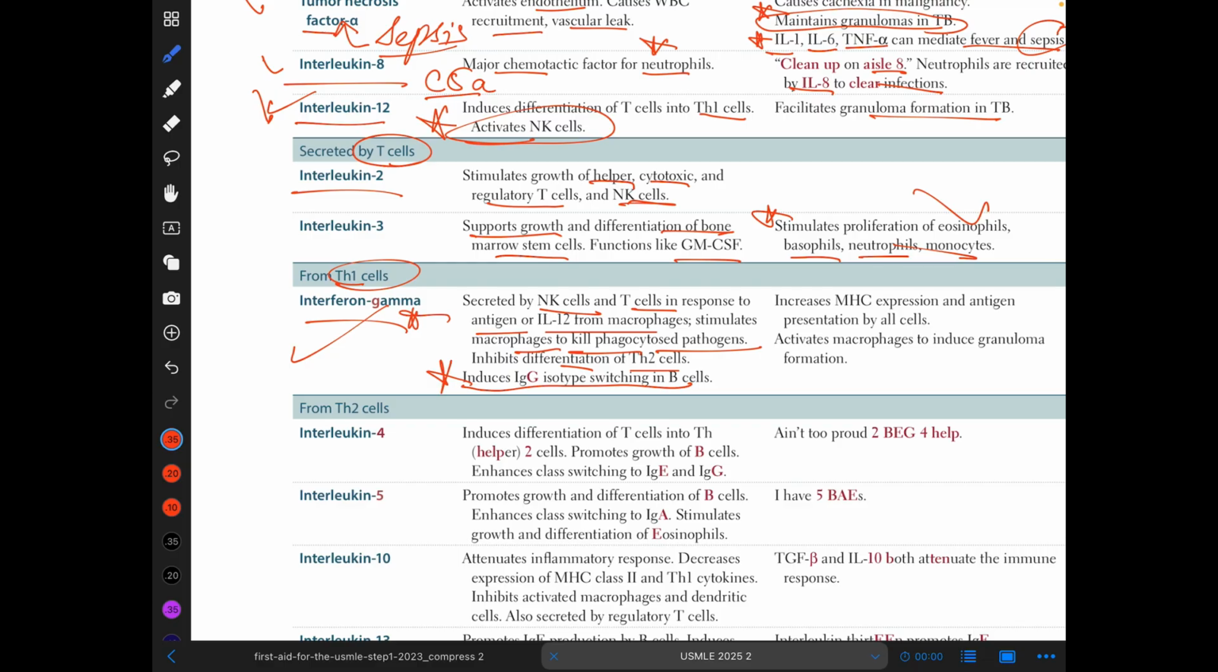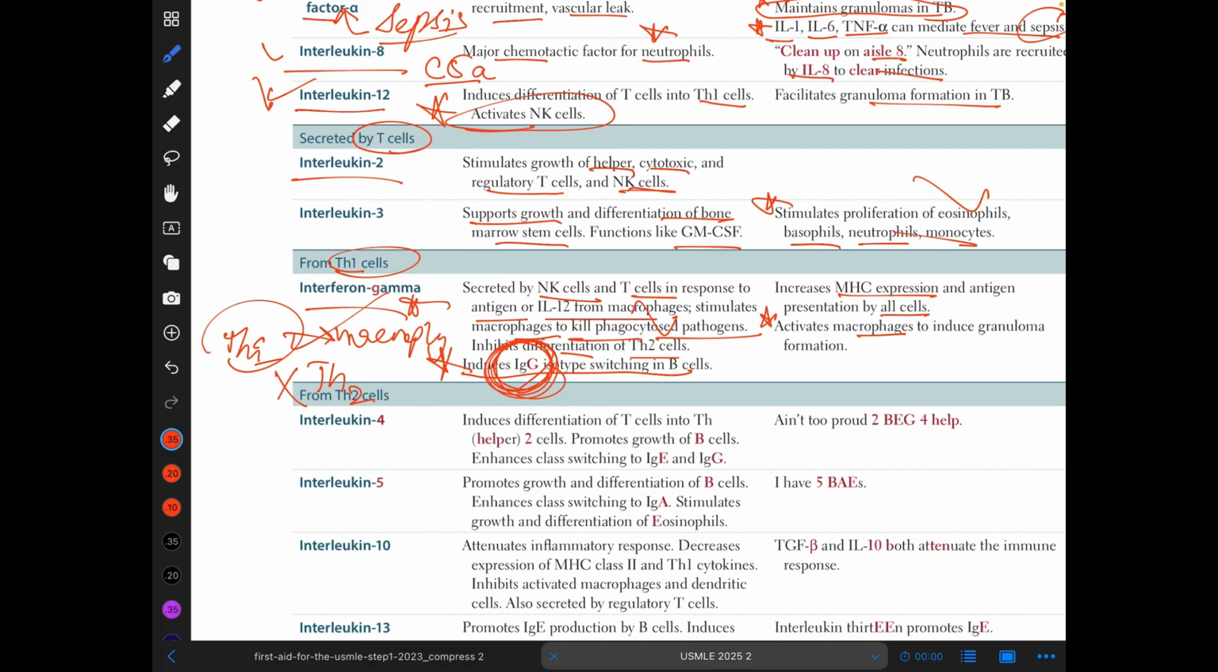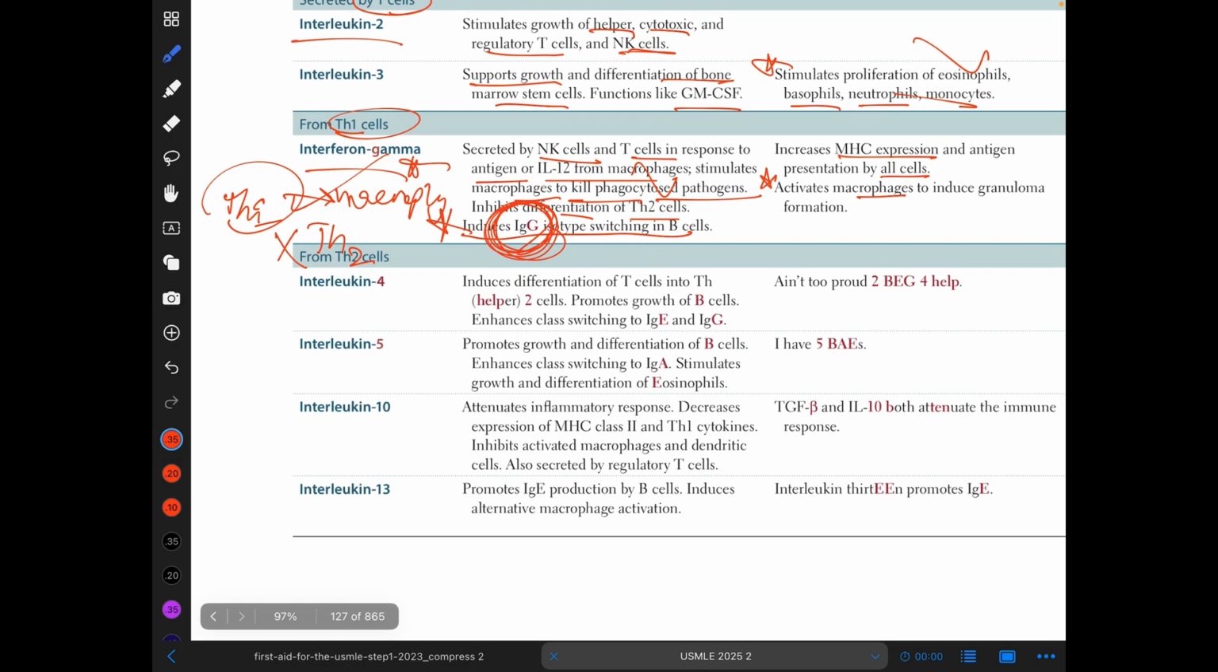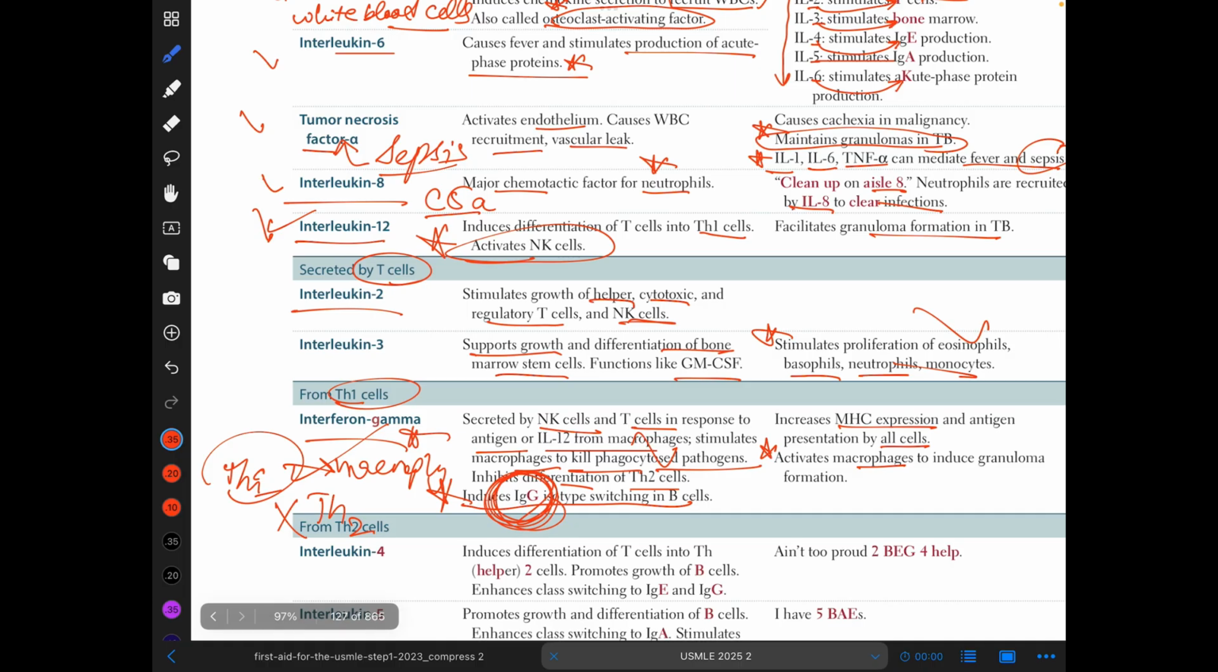Interferon-γ, the first thing, is going to switch to IgG. Secondly, interferon-γ comes from T helper cell 1, so it is going to inhibit helper cell 2. And secondly, it acts on macrophages, stimulating the phagocytosis of pathogens and increasing MHC expression and antigen presentation. It also activates macrophages to induce granuloma formation. So guys, till now we are done with granuloma formation. It is by interferon-γ, interleukin-12, and tumor necrosis factor alpha.